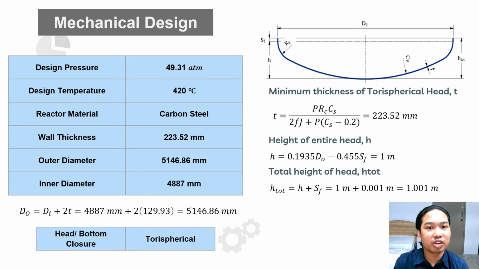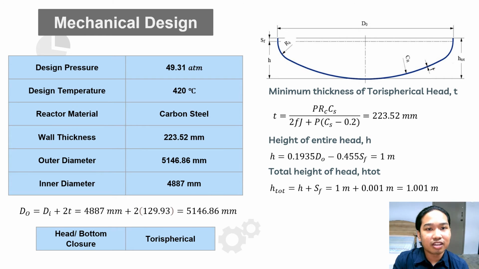Next, I will explain about the mechanical design. The design pressure is based on a 10% safety factor taking into account the operating pressure, while the design temperature is 5% above the operating temperature. The material chosen for this reactor is carbon steel. This is because it has good temperature distribution properties and it also has lower cost compared to other types of material. The wall thickness has also been calculated and the value that we get is 223.52 mm.